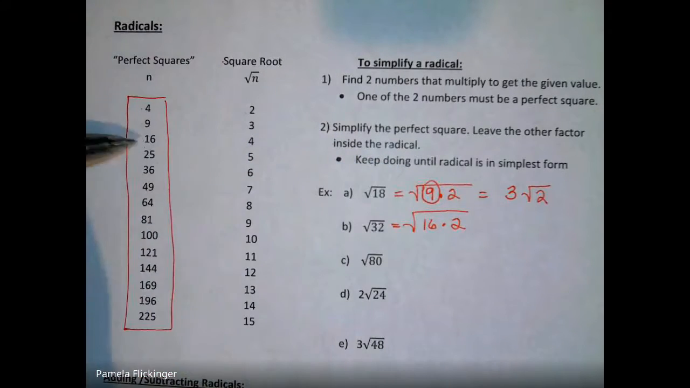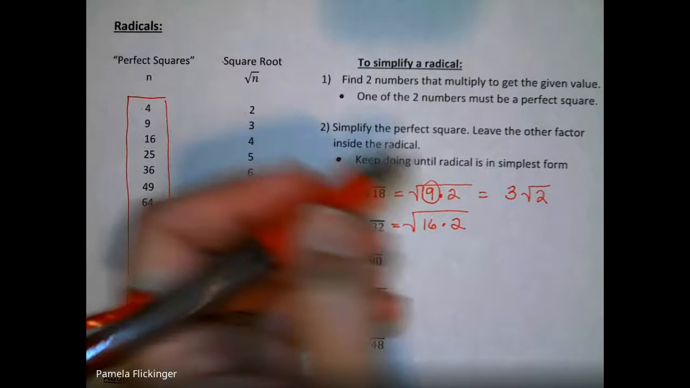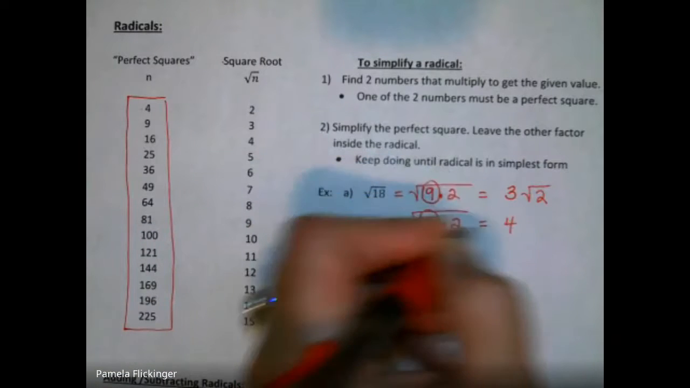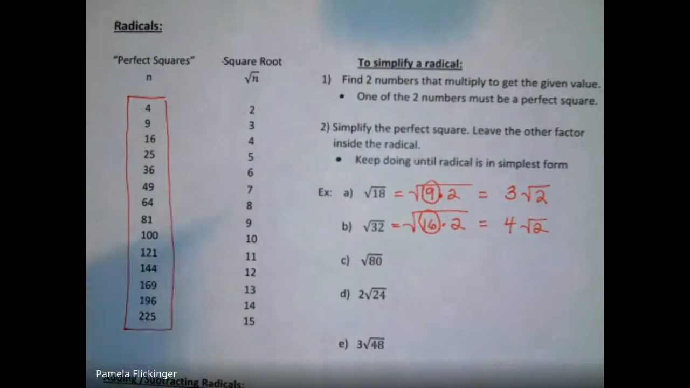Now, I just want to point out that 4 also goes into 32. So if you start at the low number, there's a good chance you will have to continue to simplify, or your final answer won't be completely simplified. So always start with the larger. All right, so I'm going to circle the 16, and the square root of 16 is 4. So that comes out, but the 2 stays in.